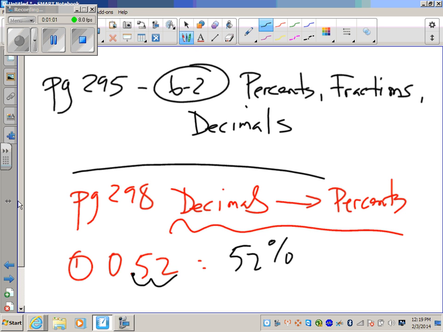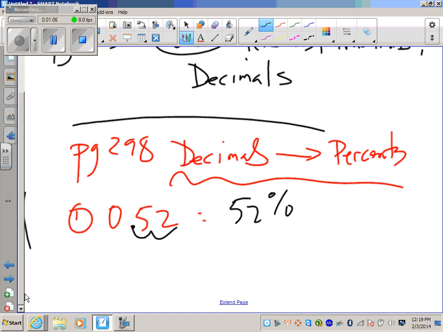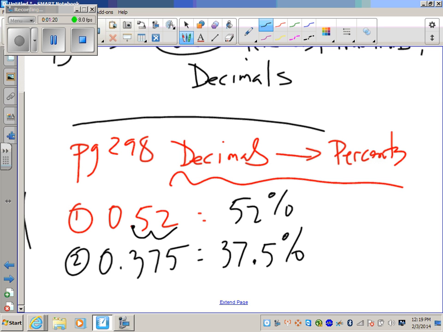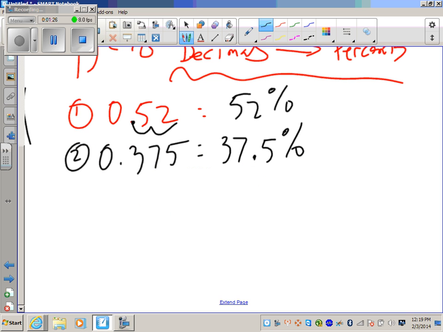Number 2, 375 thousandths equals what percent if it's 2 places to the right, Keith? Very good. Number 3 is 0.09, 9 hundredths. Just 9%. Very good. Okay. Any questions on that? No, that's nothing to it, right?